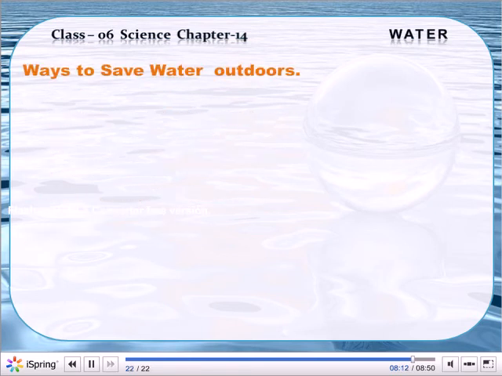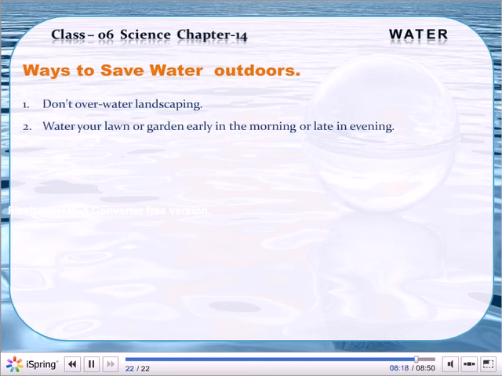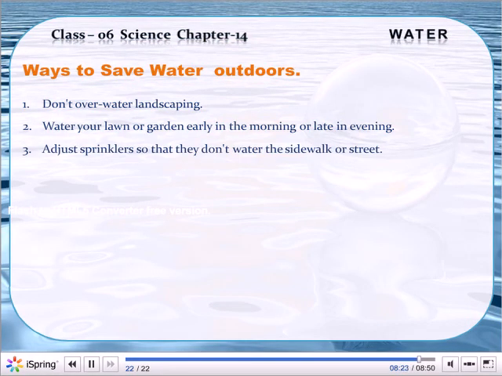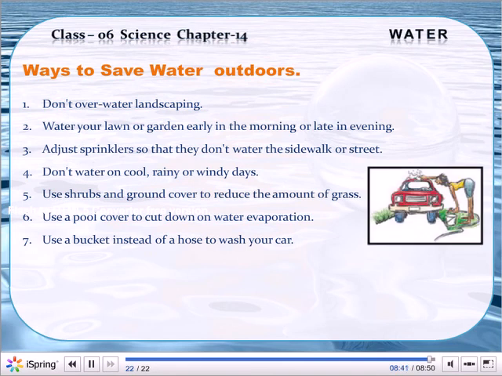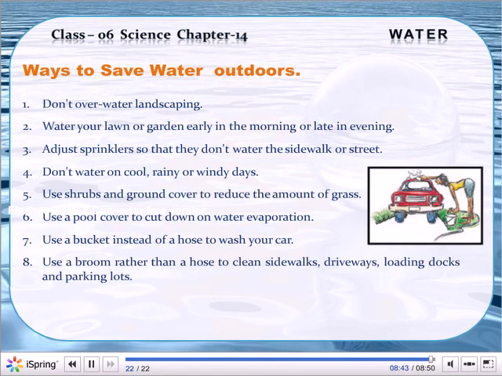Ways to save water outdoors. Don't overwater landscaping. Water your lawn or garden early in the morning or late in the evening. Adjust sprinklers so that they don't water the sidewalk or street. Don't water on cool, rainy or windy days. Use shrubs and ground cover to reduce the amount of grass. Use a pool cover to cut down on water evaporation. Use a bucket instead of a hose to wash your car. Use a broom rather than a hose to clean sidewalks, driveways, loading docks and parking lots.